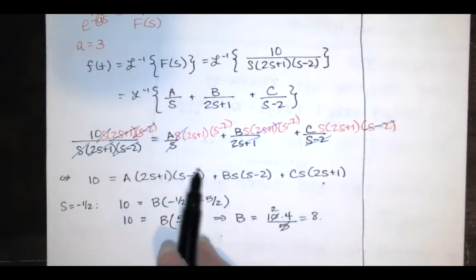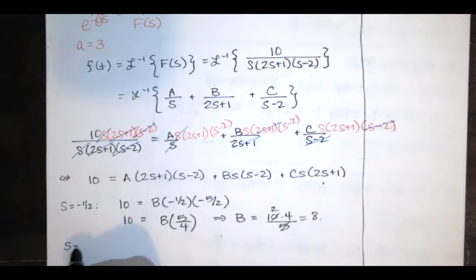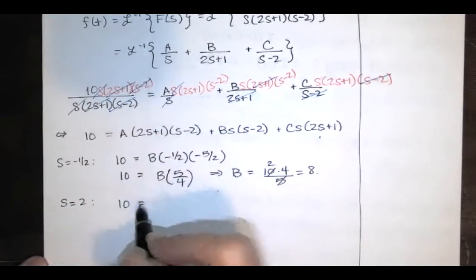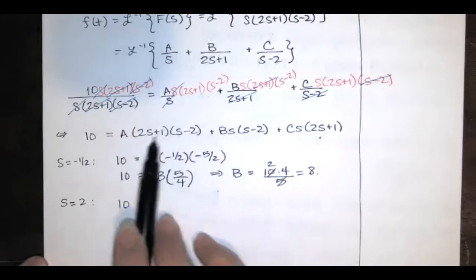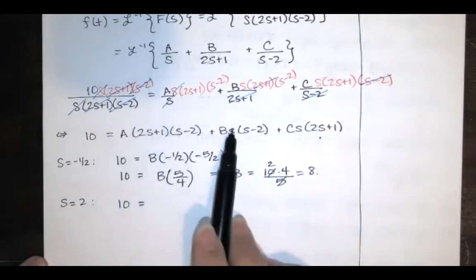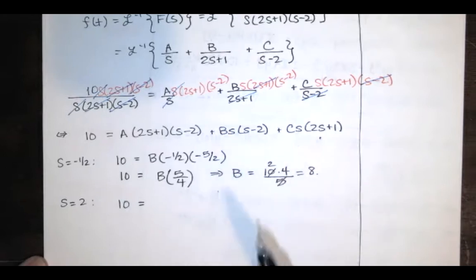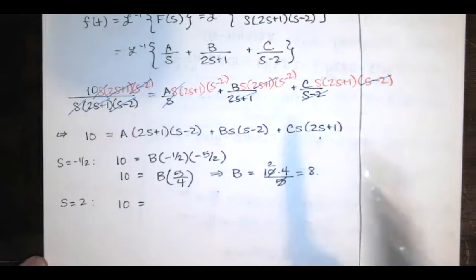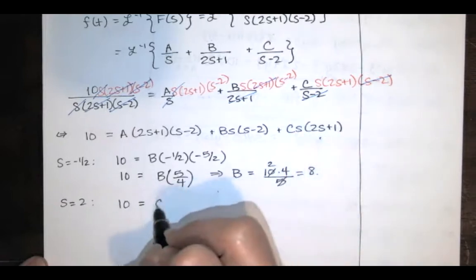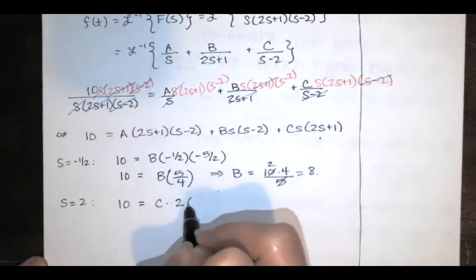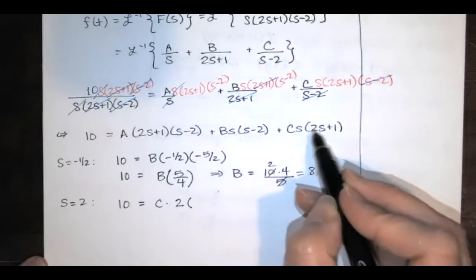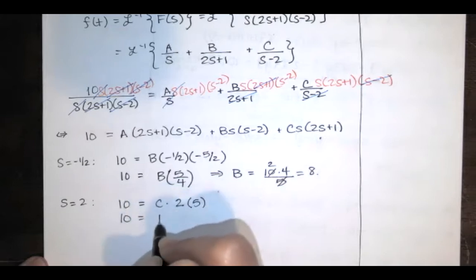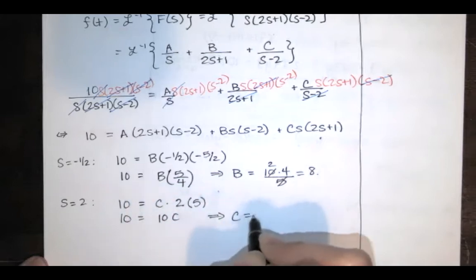Now choose a value of s that causes s minus 2 to equal 0. So let's try s equals 2. Then we'll still have 10 on the left-hand side. If s equals 2, we've got something times 0, so that's 0, plus something times 0, which is 0. And this does not have an s minus 2 factor. So if we substitute in s equals 2, we're going to get something non-zero over here. So c times s, which is 2, times 2 is 4, plus 1 is 5. So we have 10 equals 10c, so c must equal 1.